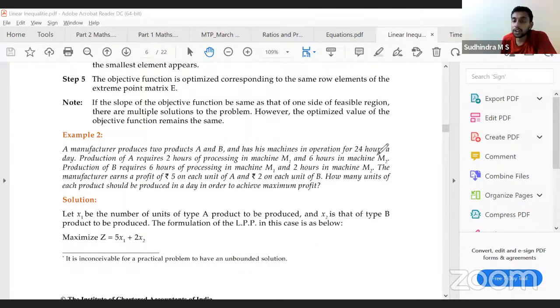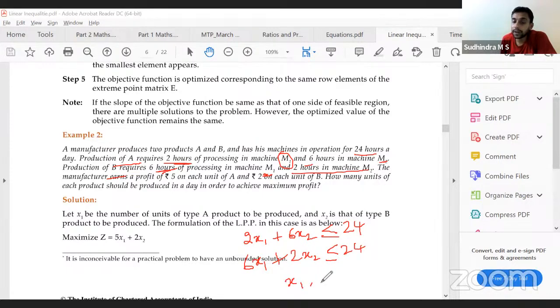What is the total number of hours? 24 hours. Machine M1: product A requires 2 hours, product B requires 6 hours. Totally in a day, we have only 24 hours. So can I say 2x1 plus 6x2 should be less than or equal to 24 hours. Similarly, machine 2: 6 hours for product 1 and 2 hours for product 2 should be less than or equal to 24 hours. And obviously, x1 and x2 should be greater than or equal to 0, the number of products that we produce.